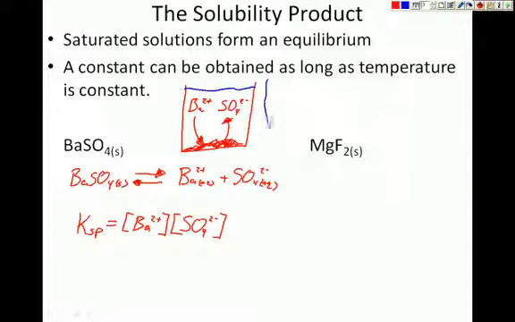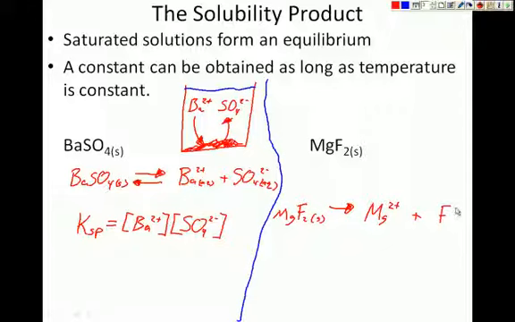Same thing for this one. Let's draw a little divider right here. We have magnesium fluoride. Again, there's a dissolving reaction that forms Mg2+ and F minus, aqueous and aqueous.